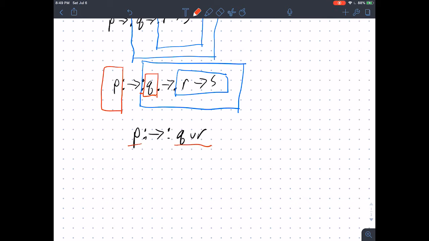So, this goes to the left until we run out of schema. This goes to the right until we run out of schema, right? It's a conditional. It's pretty straightforward.